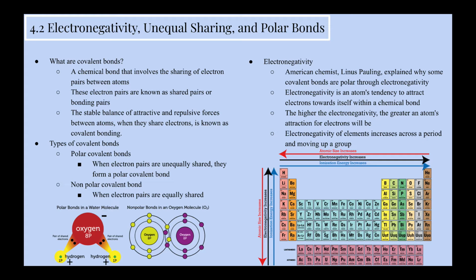Typically, the electronegativity of elements increases across a period from left to right and when moving up a group. The attraction that a bonding pair of electrons feels for a particular nucleus depends on the number of protons in the nucleus and the distance from the nucleus, which explains the trend we see on the periodic table.